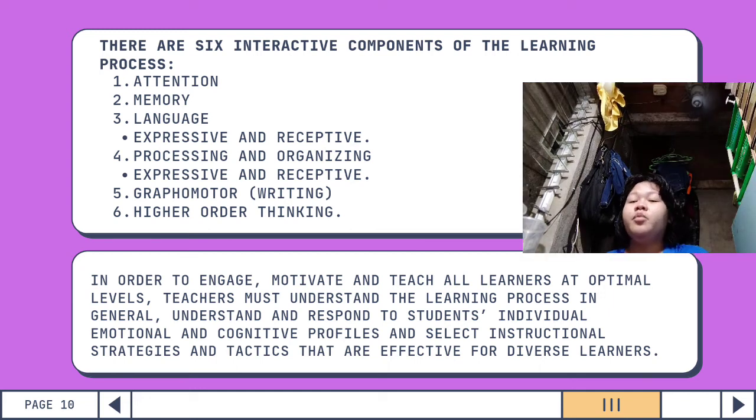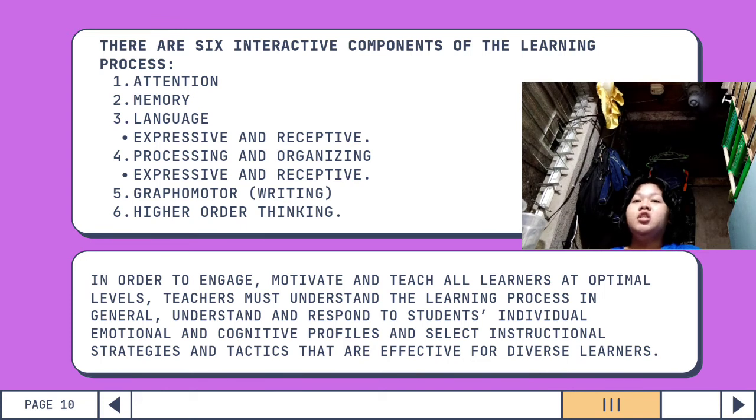Fifth, graphomotor. The writing process requires neural, visual, and muscular coordination to produce written work. It is not an act of will, but rather an act of coordination among those functions. Sixth, higher order thinking. Higher order thinking is more than memorizing facts or relating information in exactly the same words as the teacher or book expresses it.